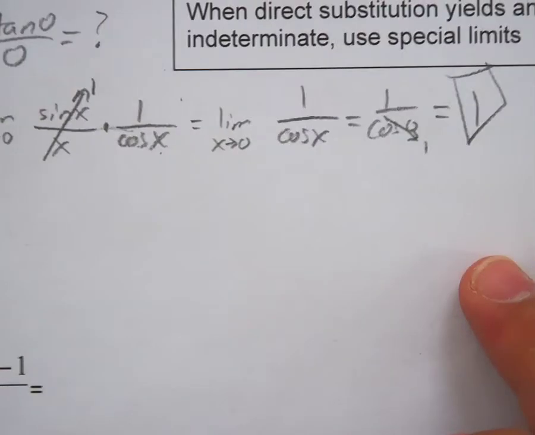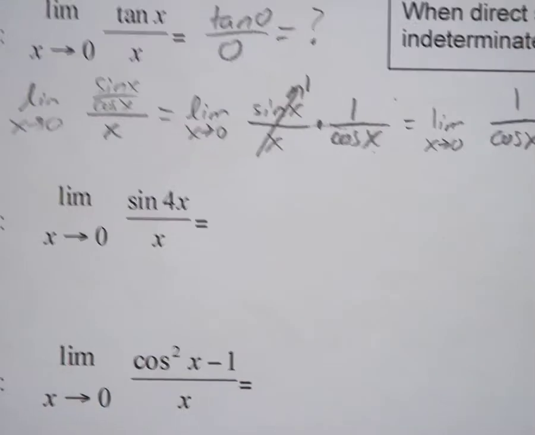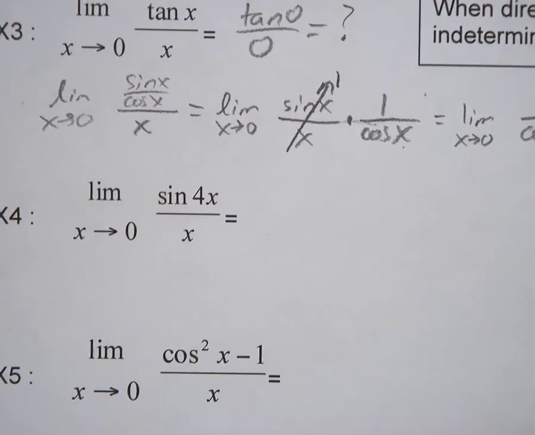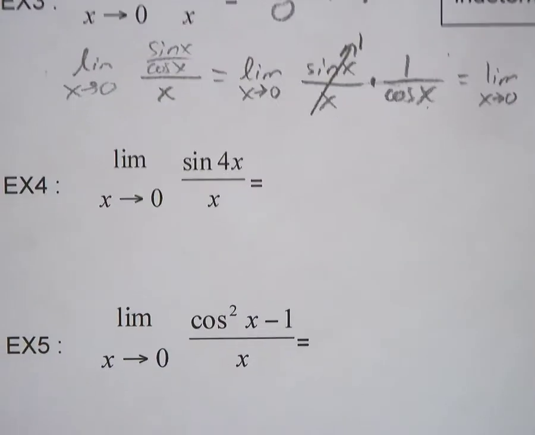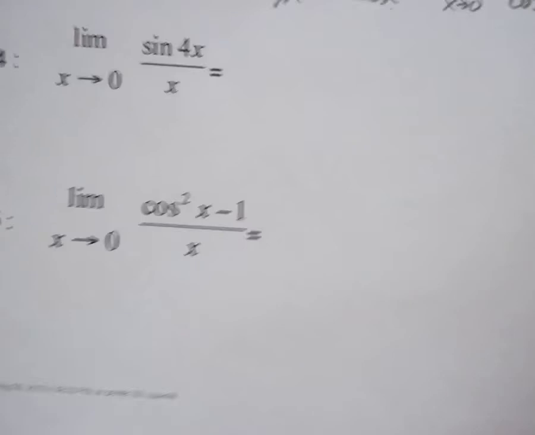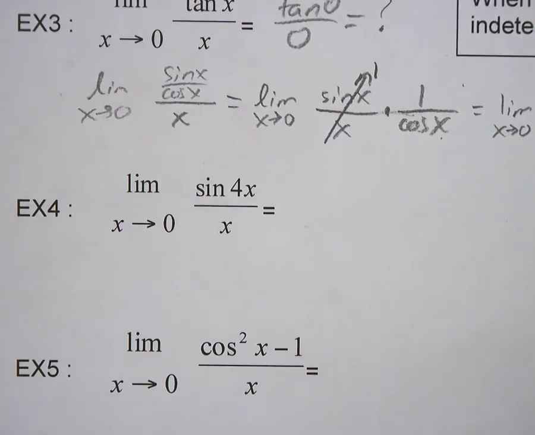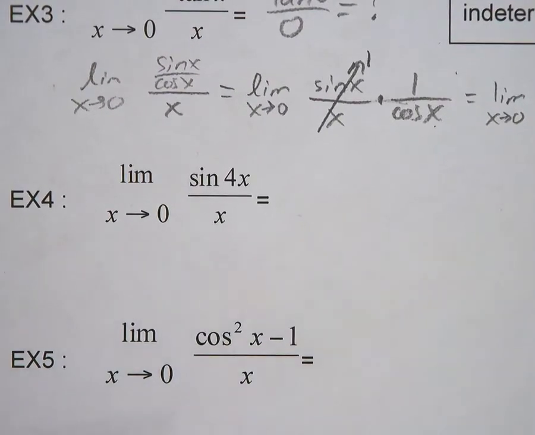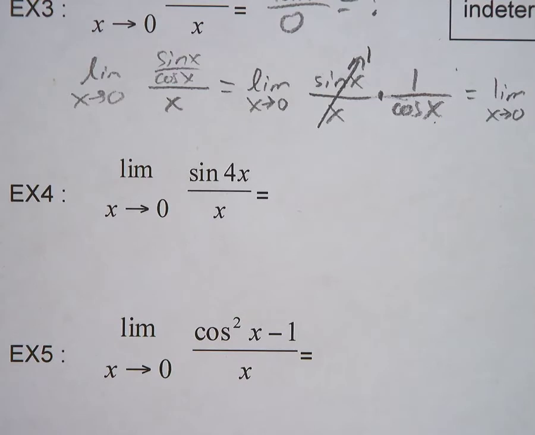All right? So that all simplifies to 1. All right, next, you have sine of 4x over x, and again x is going to 0.